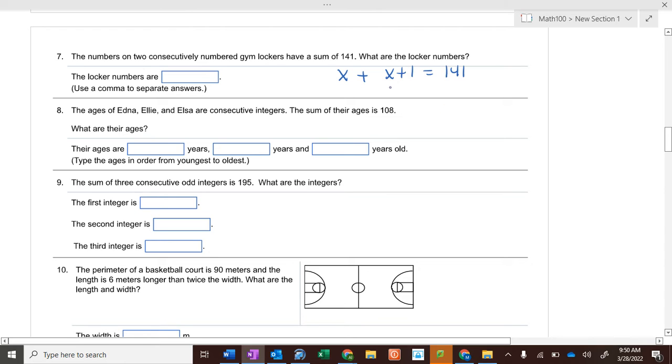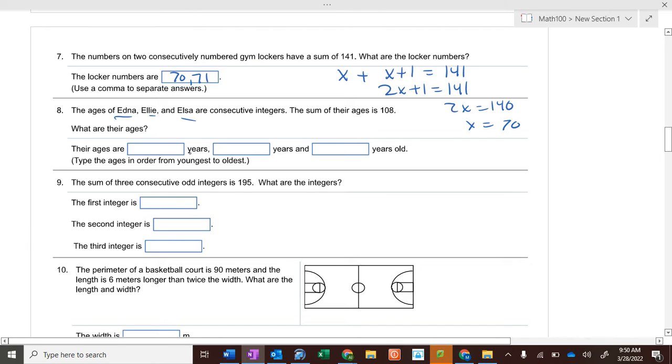Okay? So 2x plus 1 equals 141. 2x equals 140. So x equals 70. So the gym lockers are 70 and 71. If you check your answer, 70 plus 71 adds up to 141.